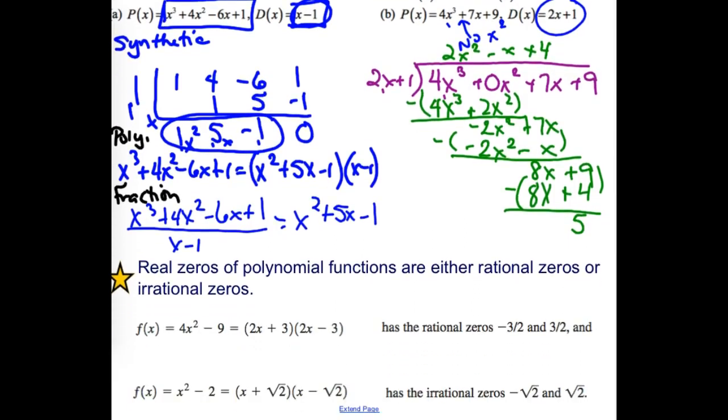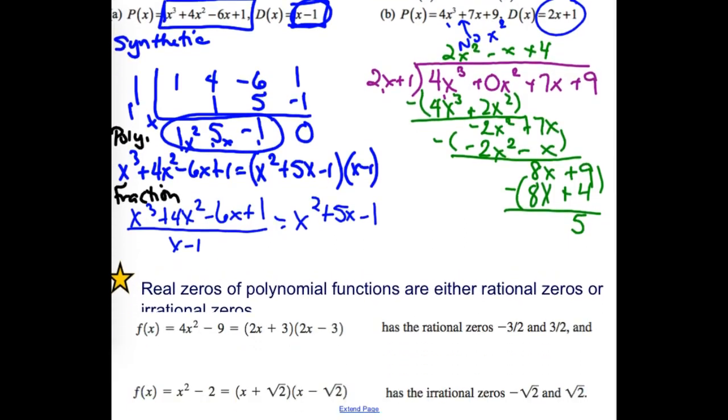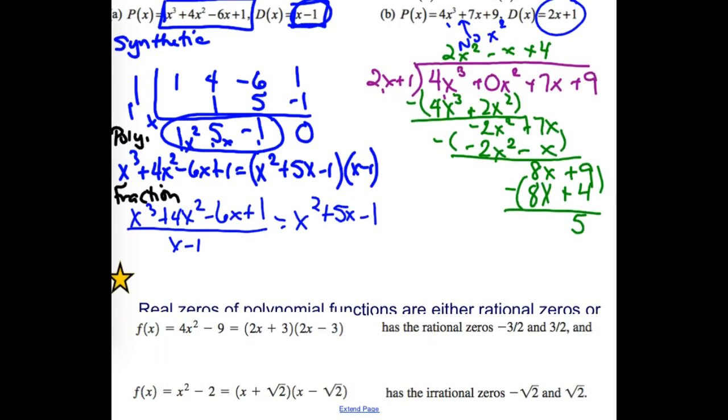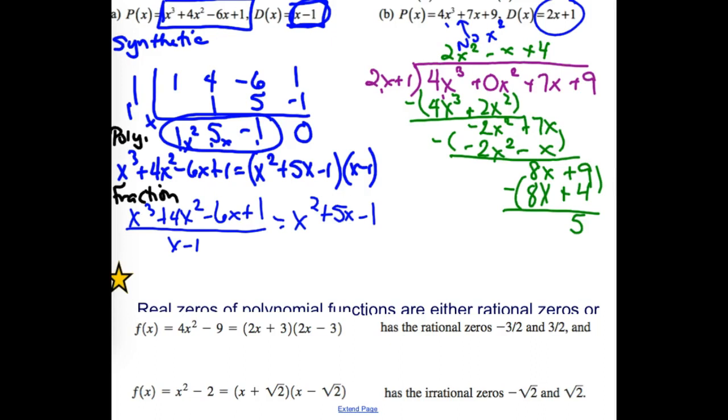So, checking how we would write that. In polynomial form, we would say that 4x cubed plus 7x plus 9 is equal to 2x plus 1 times 2x squared minus x plus 4 plus an extra 5.